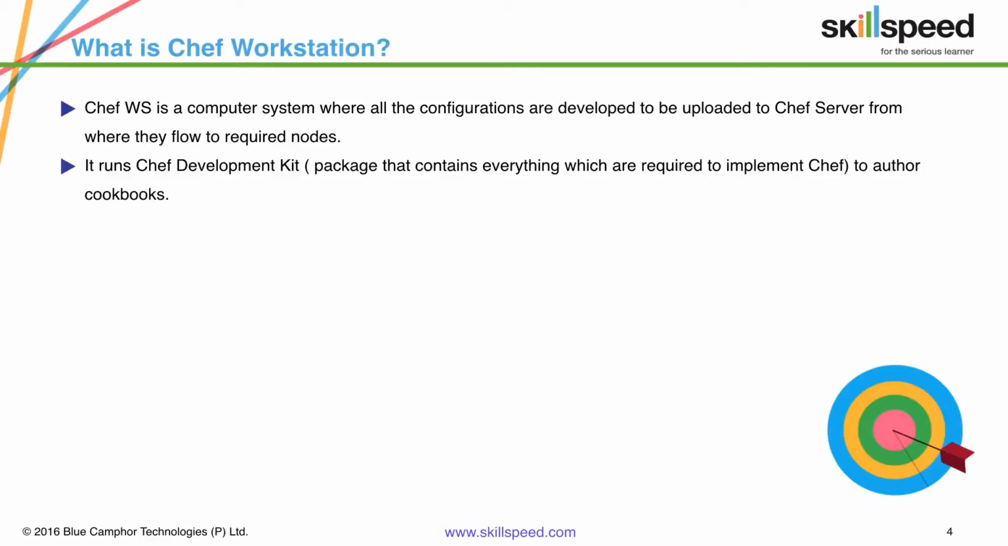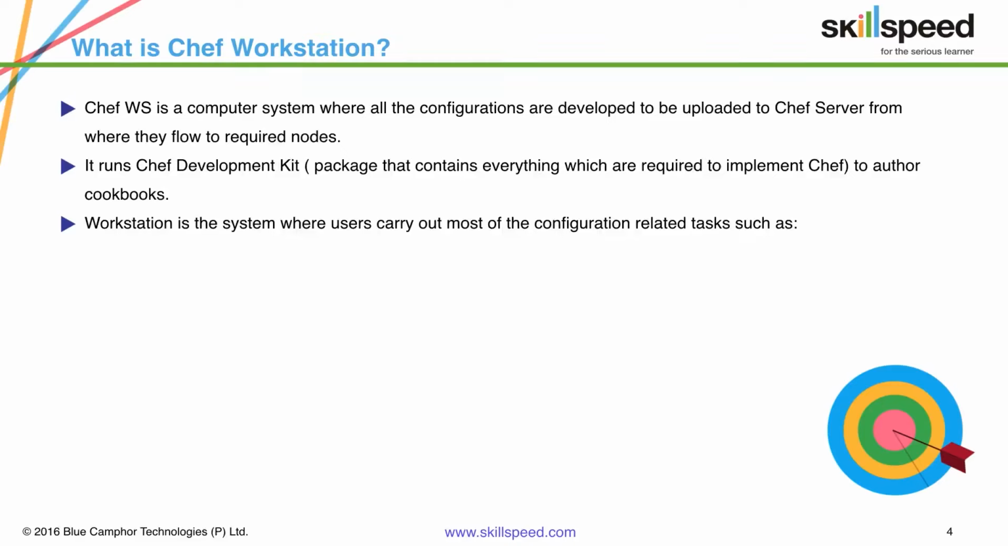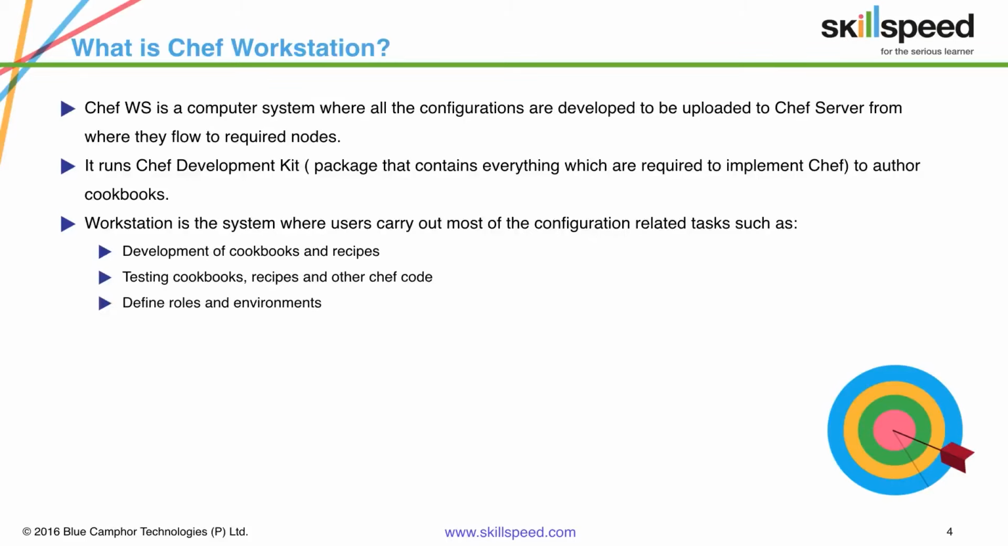Typically speaking, every Chef developer in your infrastructure will have his or her own laptop configured as a Chef Workstation. And it is the system where users carry out most of the configuration related tasks, such as development of cookbooks and recipes, testing cookbooks, recipes, and other Chef code, defining roles and environments, using data bags for storing critical data, and defining all the required policies. So in a nutshell, anything and everything which you do in the Chef ecosystem, you perform on the Chef Workstation.